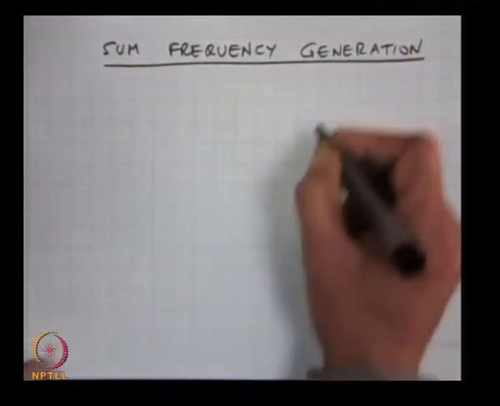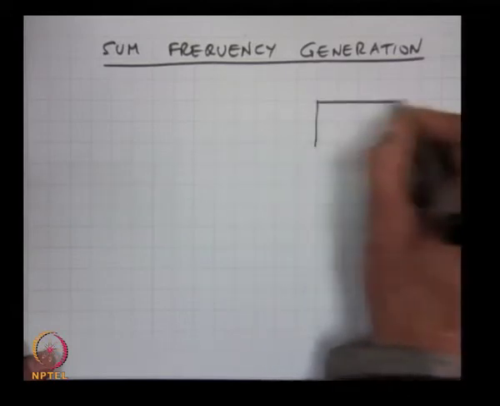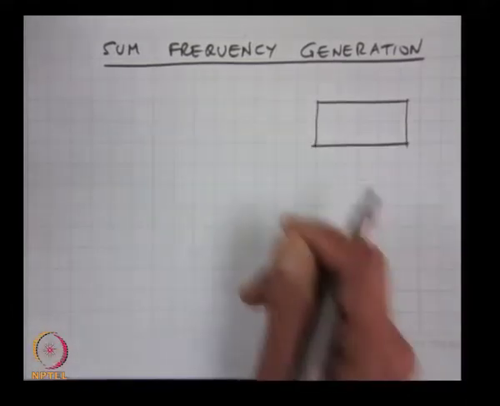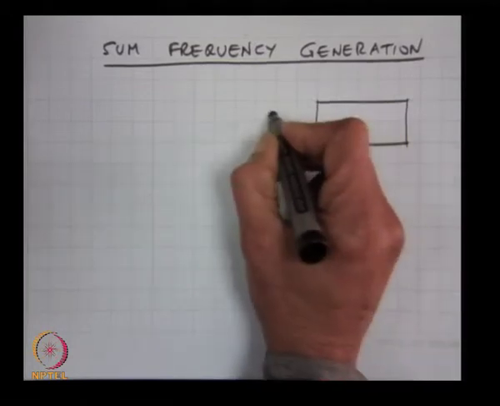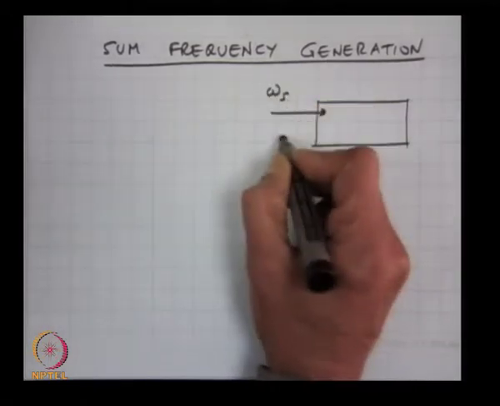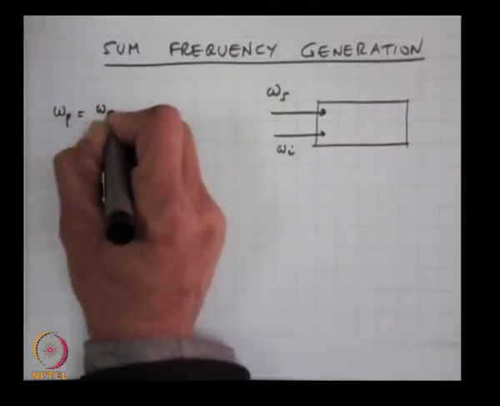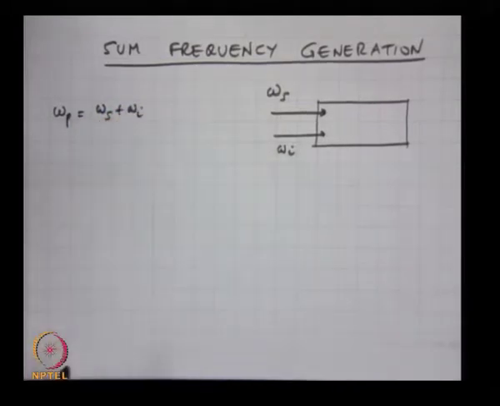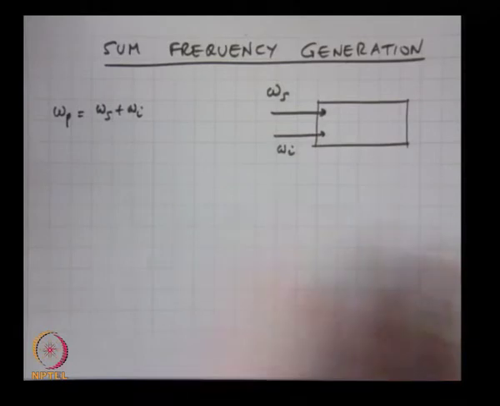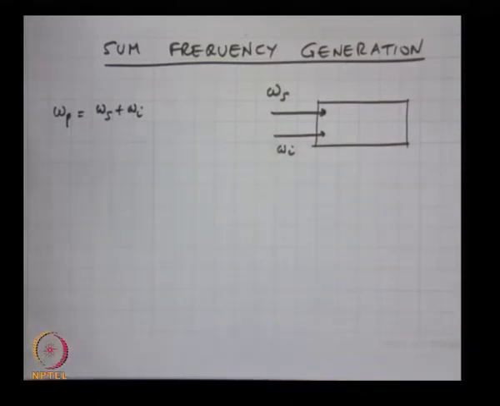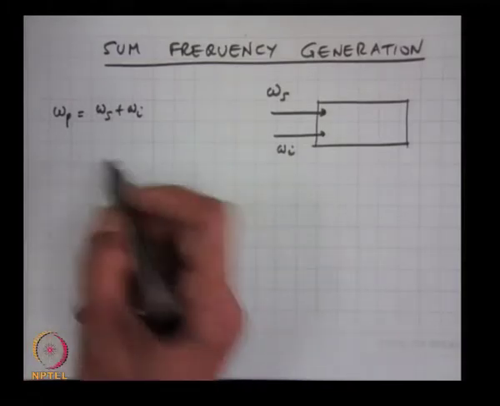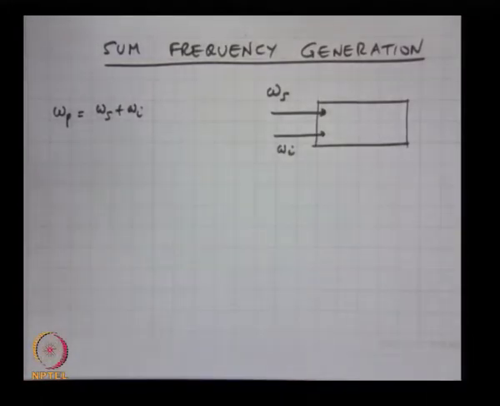So tell me what I should consider as input. Omega s and omega i. Because I want to generate an omega p which is equal to the sum of the input frequencies. I could have called it omega 1, omega 2, and the output is omega 3. It's the same. But I want to use the same set of equations, so omega p is equal to omega s plus omega i. So what pair of equations do I pick up to solve? And what approximation should I make?